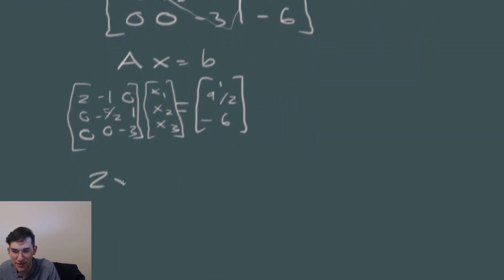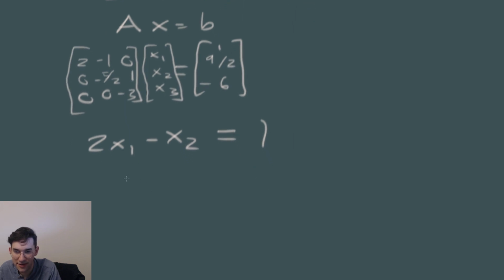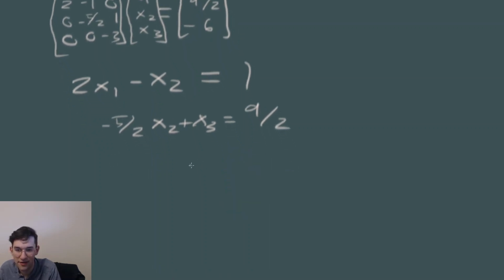So 2x1 minus x2, 0x3, which is nothing, equals 1. And then we have 0x1, negative 5/2 x2, plus x3 equals 9/2. And on the bottom one, we have negative 3 x3 equals negative 6.